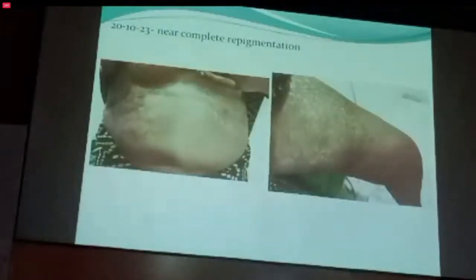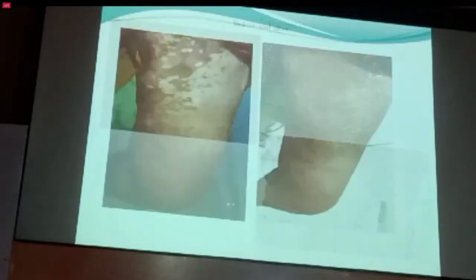What you see is that almost complete repigmentation has happened with tofacitinib, but here the drug has been given for a long duration of 3 years. In 3 years, vitiligo vulgaris, almost complete repigmentation. So this is before and after at the end of 3 years, before and after here. Other patches have also showed good improvement.